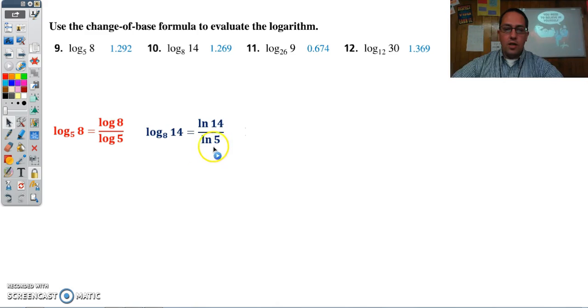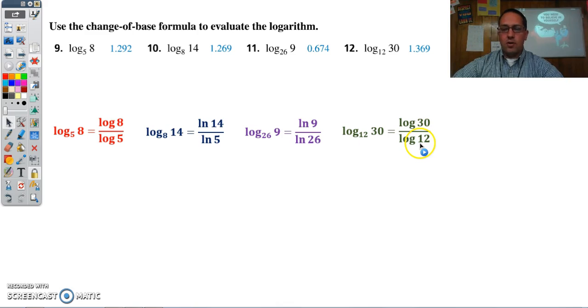Number 10, I used natural log, because why not? Natural log of the argument over natural log of the base, and that should be an 8, not a 5. So that's a typo. Oops, that's an 8. Just looks like a 5. All right, number 11. We have log base 26 of 9, again, argument over the base. And number 12, log base 12 of 30 is common log of 30 over common log of 12.